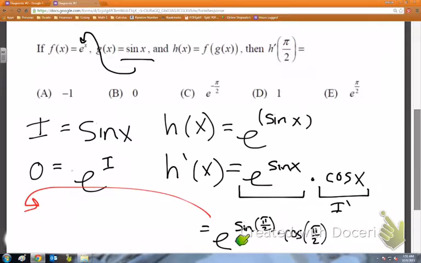So sine of pi over 2, if you think about the unit circle, pi over 2 is the one pointing straight up. So sine is equal to 1, so this is e to the 1, times cosine of pi over 2, which is equal to 0. So that's actually times 0. e to the 1 is equal to e, and e times 0 is equal to 0. So the answer is 0, which is B.